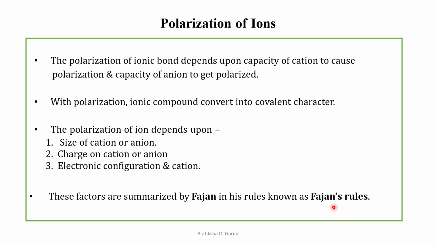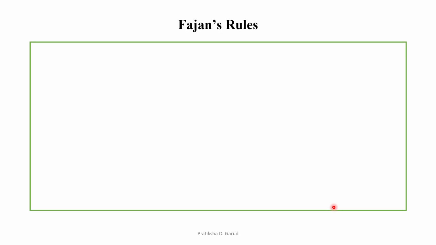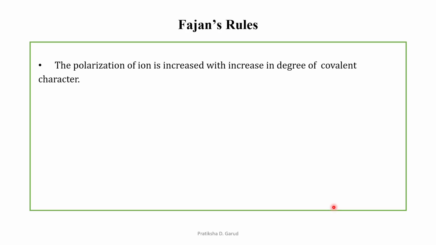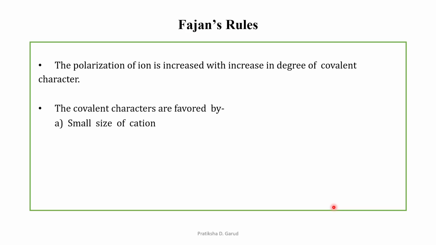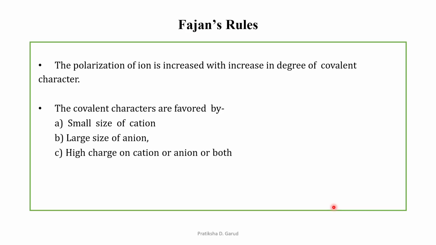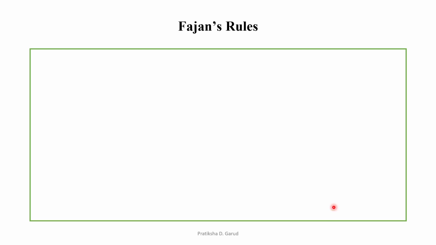These factors are summarized by the scientist Fajan in his rules, which are known as Fajan's rules. So let us explain Fajan's rules. The polarization of ions increases with increasing degree of covalent character. The covalent character is favored by three factors: the first one is the small size of the cation, then the large size of the anion, and the third one is the high charge on the cation or anion or both ions. Let us explain these three one by one.